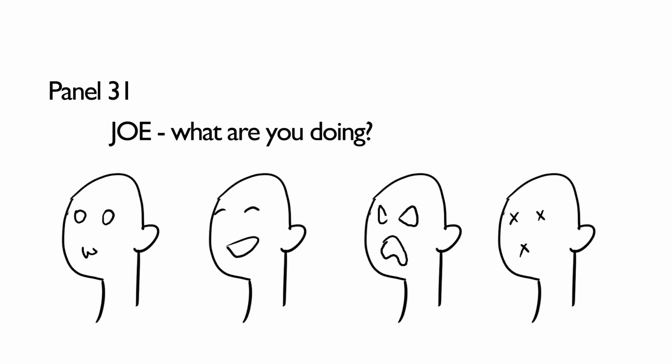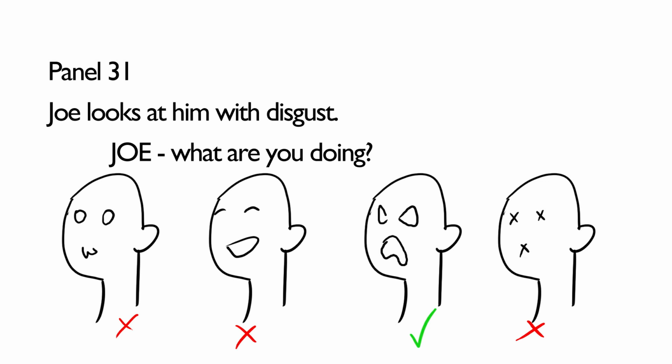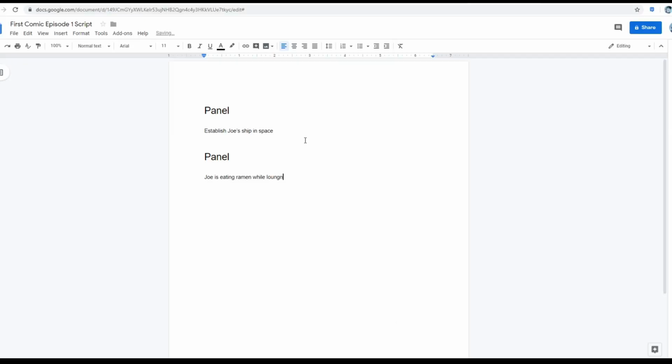So what we do is we add a panel description. Panel, Joe looks at him with disgust. Joe, what are you doing? Now the artist knows what Joe should be looking at, and it gives a lot of context as to what else is going on in the scene. Who knows what Joe's disgusted about? I don't know. So here's an important note.